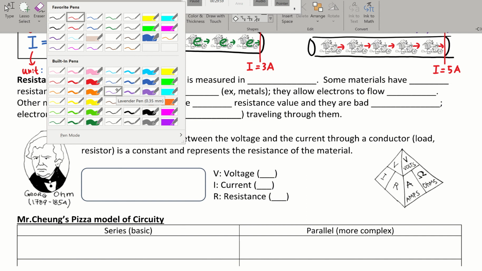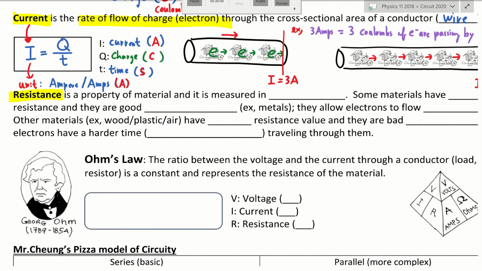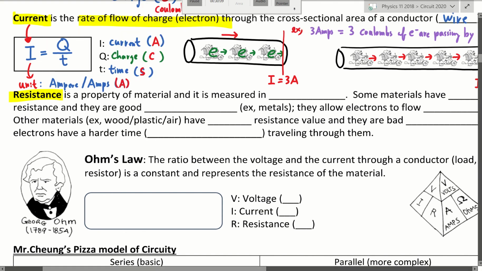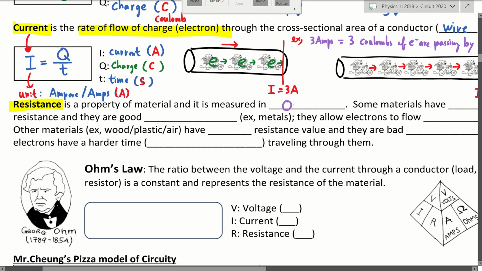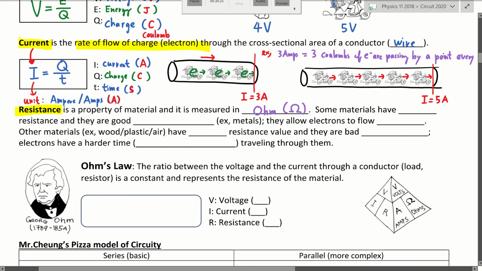Okay, so resistance, the last item in here. Resistance is a property of matter. This specific property is measured in ohms, O-H-M, ohm, and this omega symbol. So usually when you write it, you write this omega symbol. It depends on what kind of materials you have. Some materials have low resistance, and they are considered to be good electric conductors. That means they conduct electricity really well.